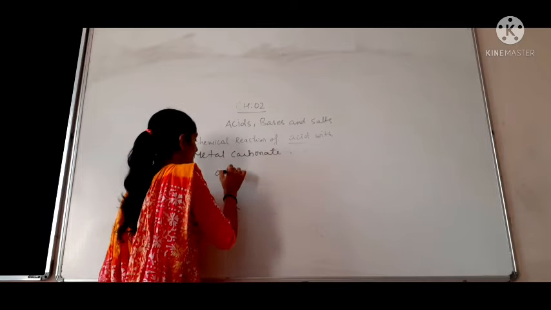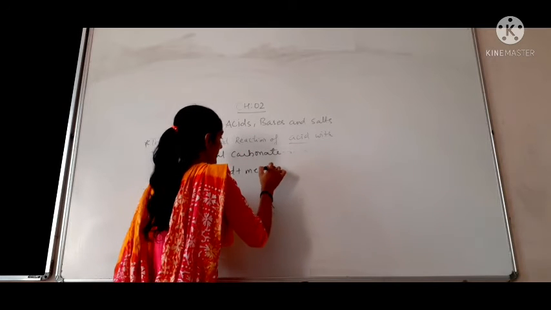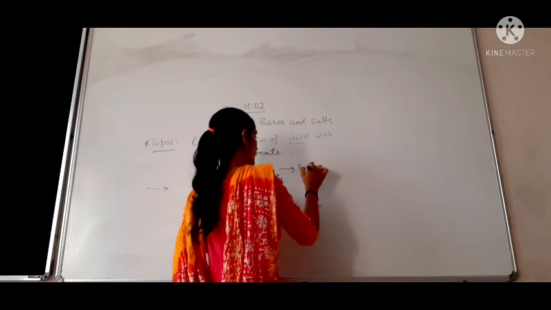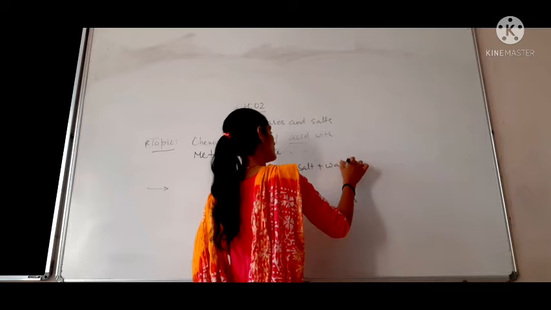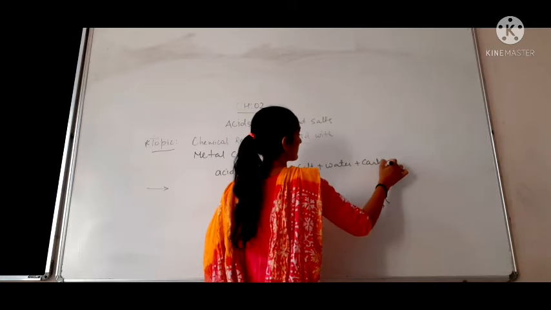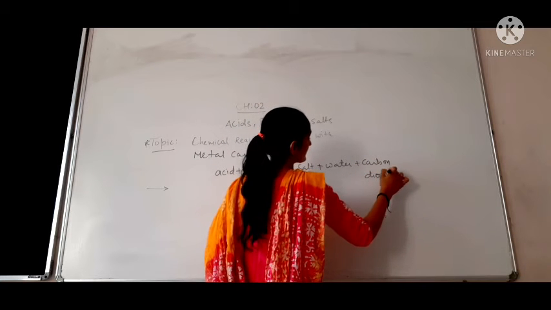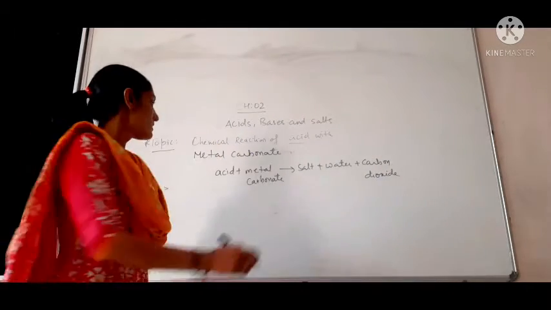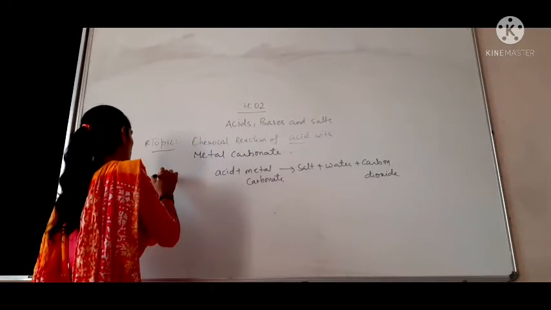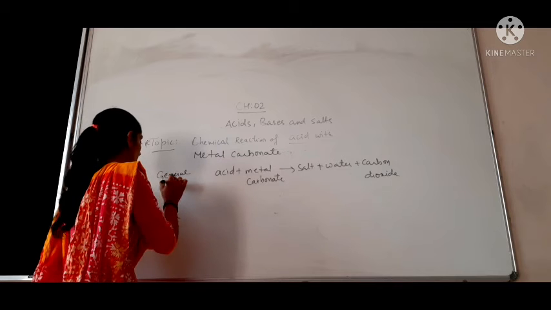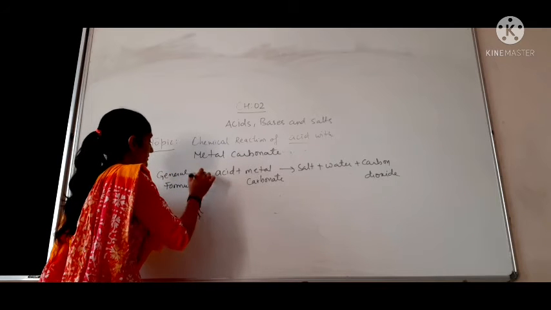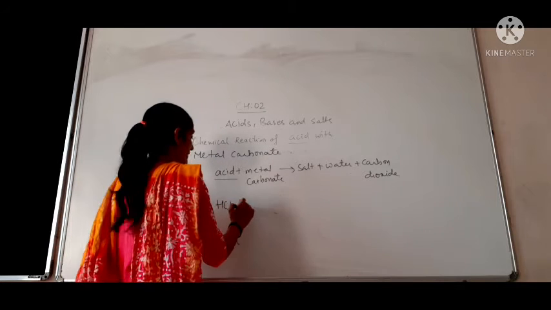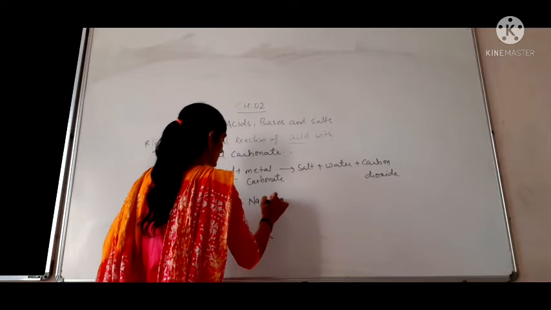So acid plus metal carbonate, whenever it reacts, it produces salt, water, and the very well known gas responsible for the greenhouse effect, that is carbon dioxide gas. Now this is known as the general word formula. Here we can write the acid. If I take hydrochloric acid, that is HCl, and sodium carbonate as the metal carbonate, what happens?